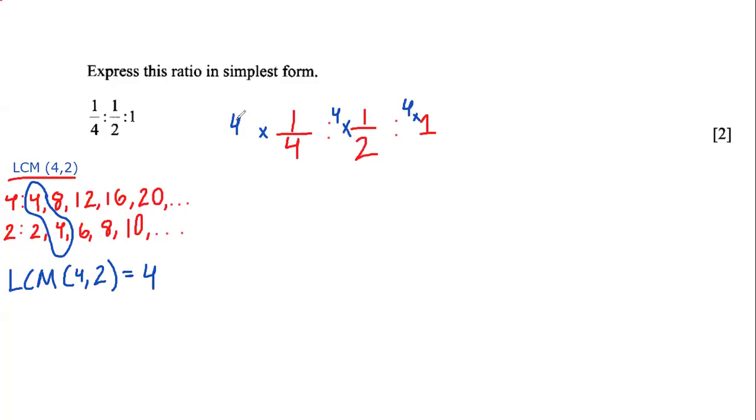what do I get? 4 times 1 is what? 4. It's going to be 4 over what? 4 over 4, right? And 4 times 1 is going to be 4 over what? 4 over 2. Oh, yeah, because we only multiply by the numerator. Right? And then 4 times 1 is? 4. Very good.